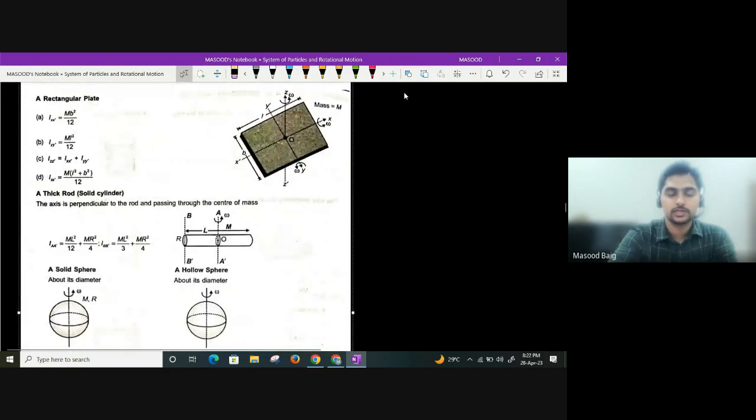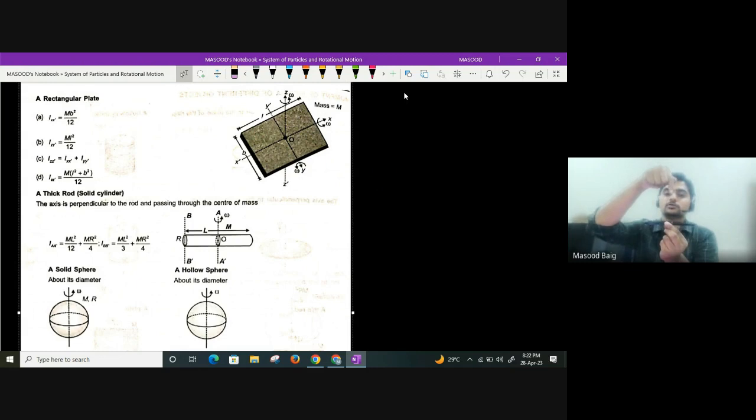For solid sphere, 2 by 5. For hollow sphere, 2 by 3. For rod, you please remember about an axis passing through center perpendicular to length is ml square by 12. About one of the end, ml square by 3. If the rod is inclined, ml square by 3 sine square theta.